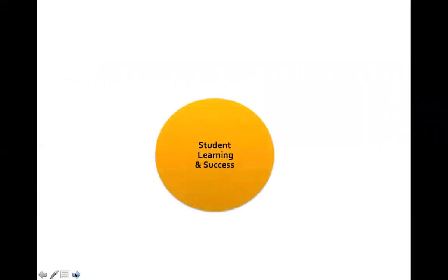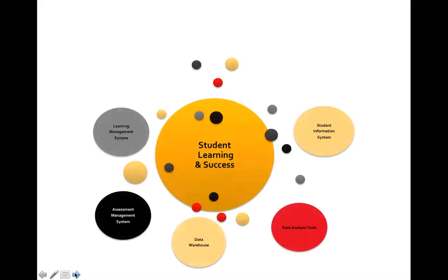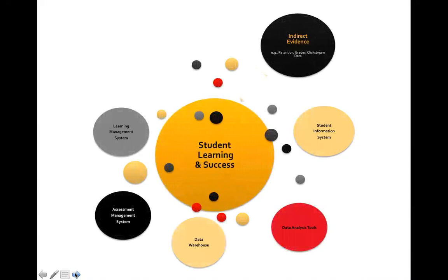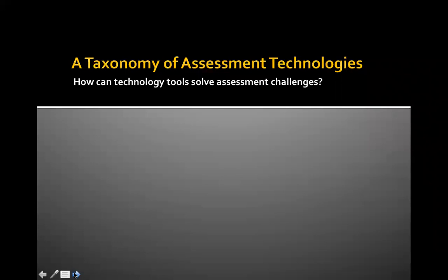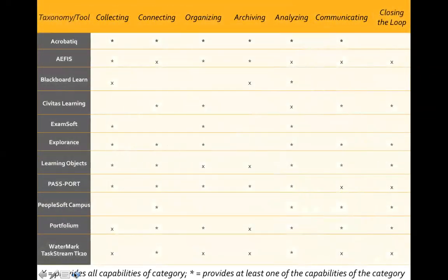So you may recall our diagram of student learning and success, where we have our known systems, our unknown systems are the balls that are not labeled, and then the desire to connect the direct and the indirect evidence so that we can get a deeper, more nuanced picture of how students are learning, and then how we as educators can really support that learning as students move forward. Then we talked about our taxonomy, and again, it's a strategy for classifying different assessment technologies based on their capabilities. And the categories that we looked at were the connecting, collecting, organizing, archiving, analyzing, communicating, and closing the loop.